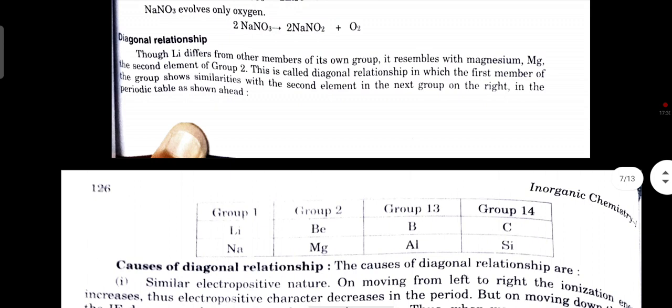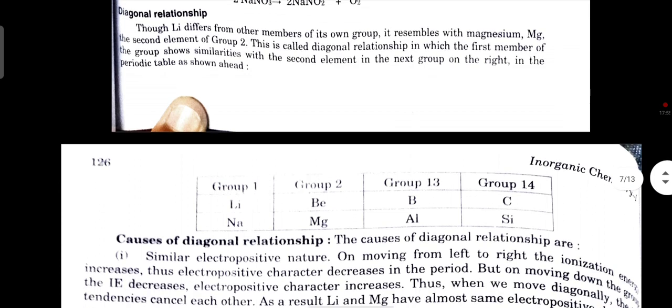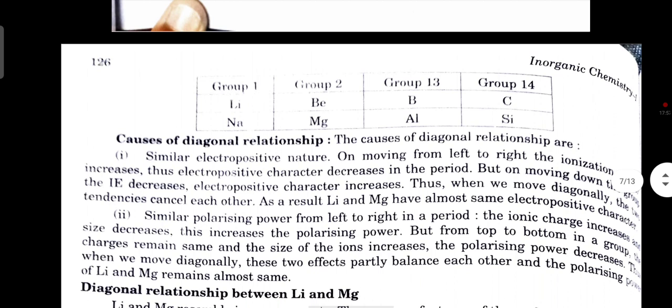Diagonal relationship. Now we will discuss that topic, diagonal relationship. Though lithium differs from other members of its own group, it resembles magnesium, the second element of group 2. This is called diagonal relationship, in which the first member of group 1 shows similarities with the second element of the next group on the right in the periodic table. Cause of the diagonal relationship.